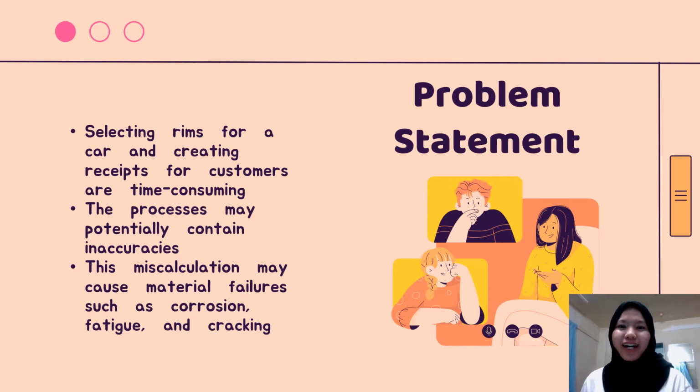Selecting rims for a car and creating receipt for the customer are both time-consuming operations for manufacturers as many criteria need to be evaluated such as materials for car rim, car model, rim size, quantity of the rims, and its color. The process may potentially contain inaccuracies as a result of manual selection process. This miscalculation may cause material failures such as corrosion, fatigue, and cracking. And to avoid this issue, a systematic program must be designed to assist the manufacturers and engineers in selecting appropriate rims and easing the purchasing process.